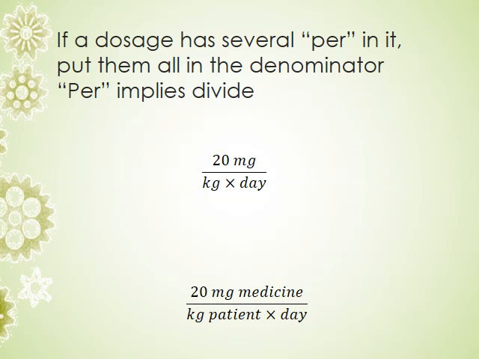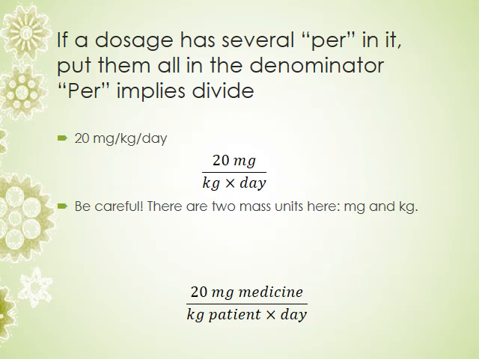As we get to more complicated dosage problems, many of them have several "per" in them. Anytime you see the word per, it means in the denominator of that first conversion factor. So 20 milligrams per kilogram per day would look like this. And recognize that there are 2 mass units here, milligrams and kilograms.